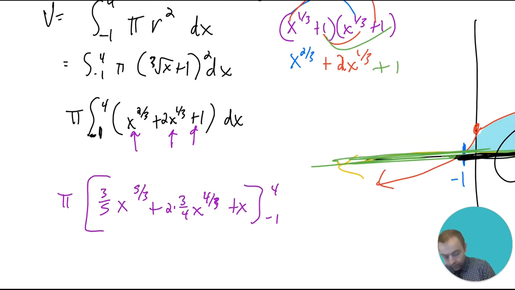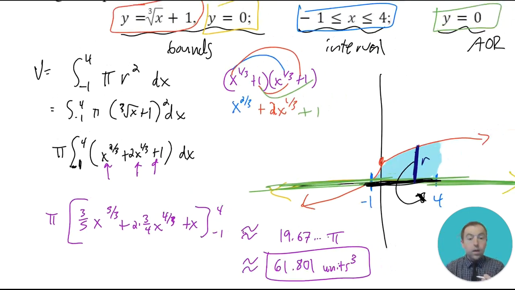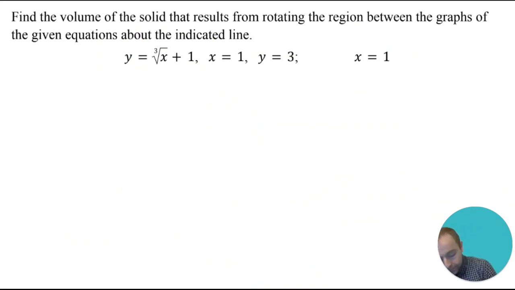This one becomes a little bit messy when you plug in the 4 and then you plug in the -1 and subtract. I'm just going to skip over that work and tell you that you get about 19.67 something, and then you have to multiply that by pi. Once you multiply that by pi, you end up getting about 61.81 as an approximate solution for the volume. So that volume is going to be 61.801 cubic units approximately.